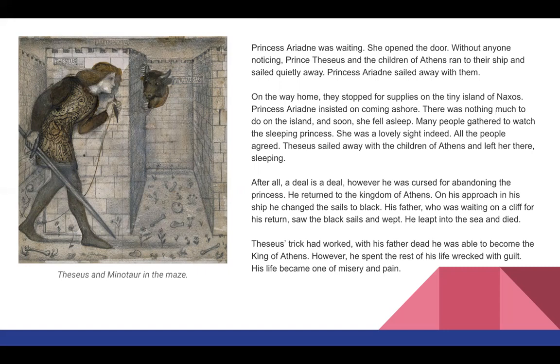He returned to the kingdom of Athens. On his approach in his ship, he changed the sails to black. His father, who was waiting on his cliff for his return, saw the black sails and wept. He leapt into the sea and died. Theseus' trick had worked. With his father dead, he was able to become the king of Athens. However, he spent the rest of his life racked with guilt. His life became one of misery and pain.